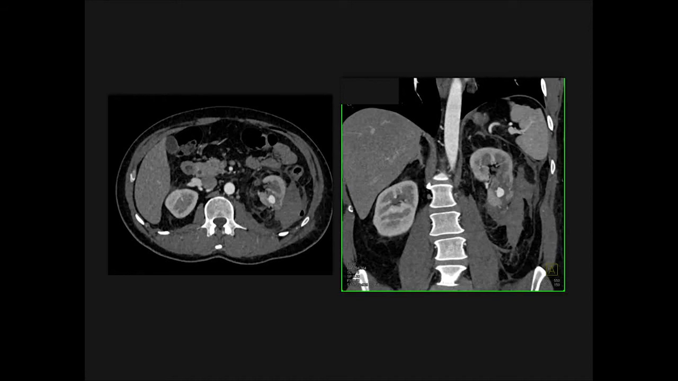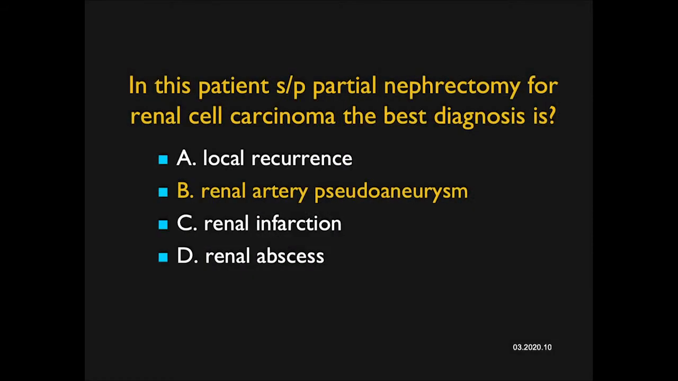One of the reasons we want to do arterial phase imaging on follow-up studies is to look for vascular complications, and renal artery pseudoaneurysm is the one on top of my list.